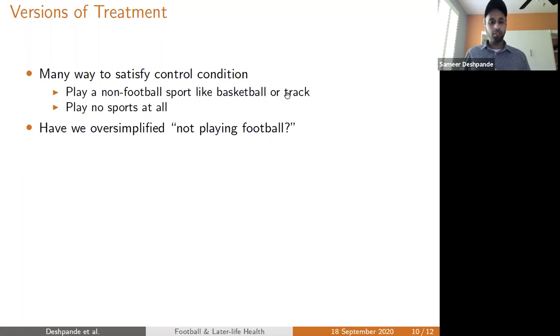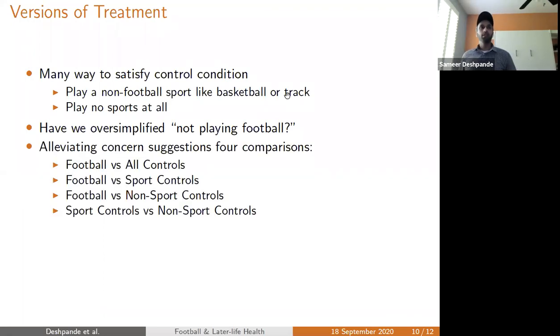So we thought about it a little bit, and then we realized that in our data, we actually had information about whether our subjects played other sports besides football, or whether they played a sport or not. And so you might say that the best way to alleviate this concern about versions of treatment is to do four comparisons. You compare the football players to all of your controls. Then you compare the football players to just those people who played another sport, like basketball or baseball or tennis.